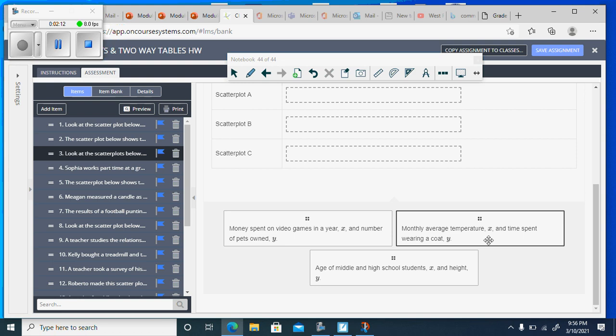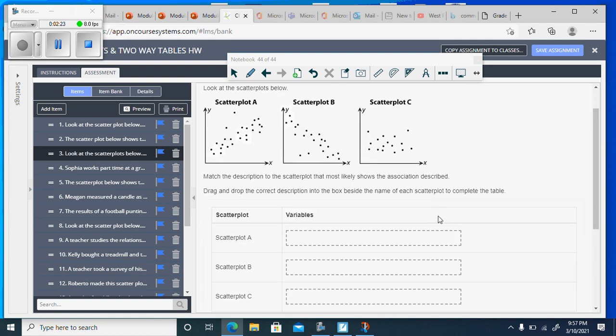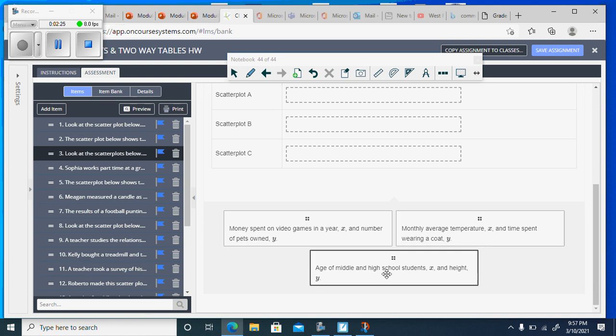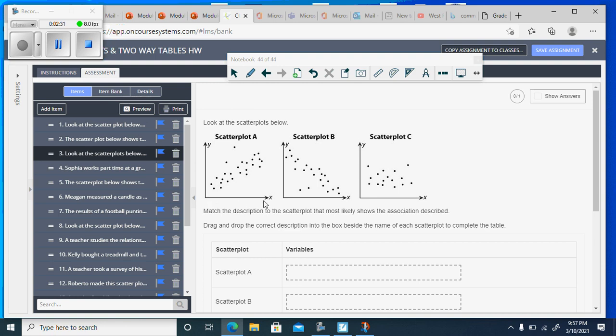The monthly average temperature and the time spent wearing a coat. Well, as the temperature goes up, the time you spend wearing a coat goes down, right? So I would think that would be a negative association. All right. The age of a middle and high school student X and their height. Well, as they get older, their height should go up. That would be scatter plot A.